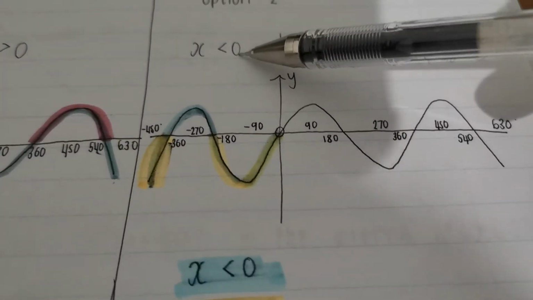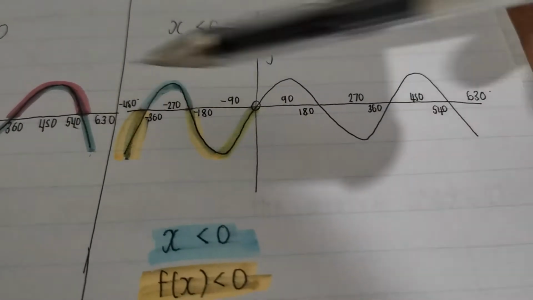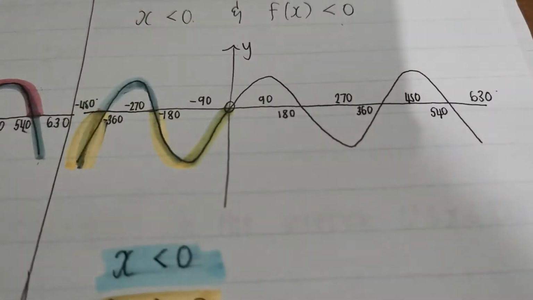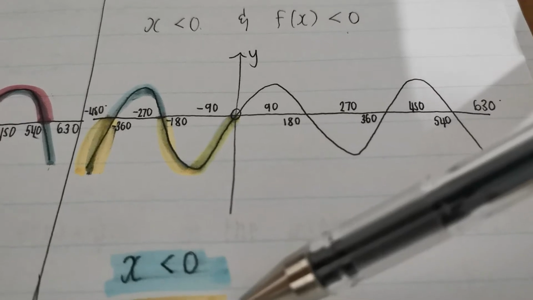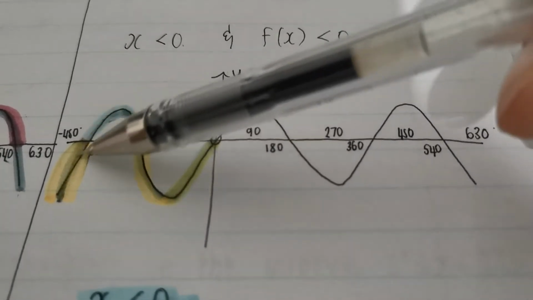I want x to be less than 0. That means all on this side, x is less than 0. So I highlighted the graph in blue. Then where's f of x less than 0? It means below the x-axis. It's this part over here and this part over here.